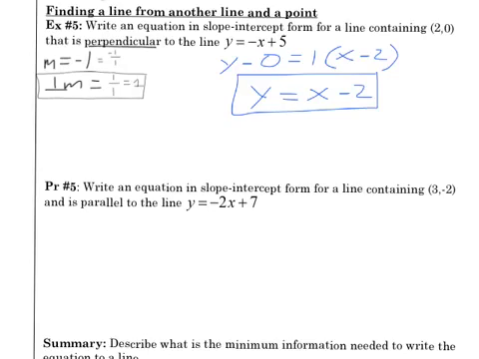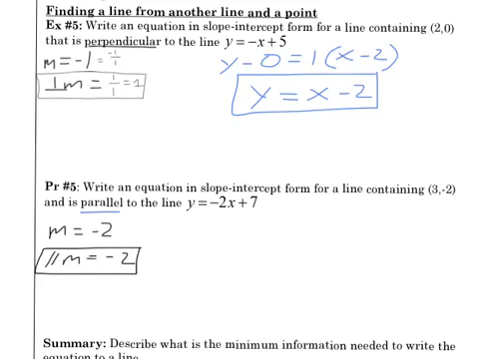Alright, I want you guys to try the next one on your own. A little bit trickier, but not too bad. A couple things I'm going to say though. This time they're telling you it's parallel. Well, why do you think they're telling you parallel? That's because they want you to look at the slope. The slope here is -2. So then what is the parallel slope? Well, parallel slopes are the same. So this one is -2 as well. That's the slope you're going to use, -2.